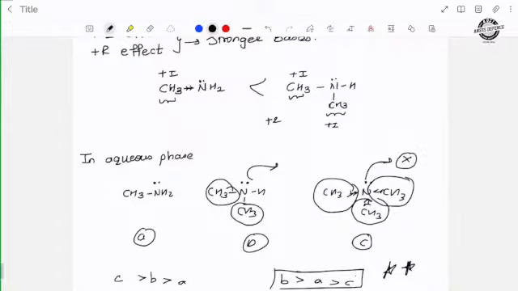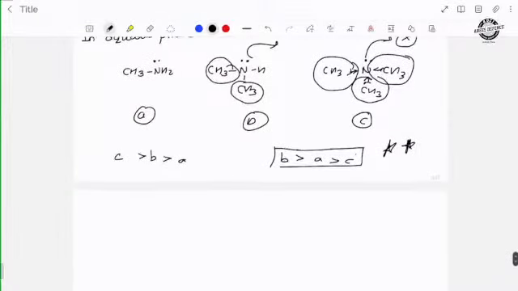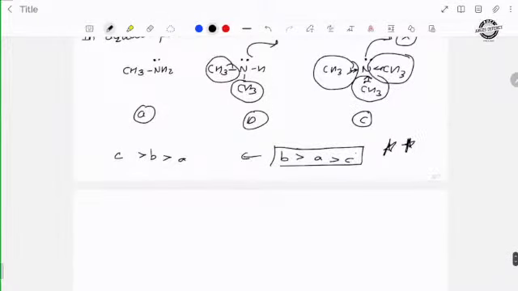But in gaseous state, the steric hindrance property is not applicable because it is gaseous state. Then only we are going to look into the 3 plus I effects. So this is for aqueous, and for gaseous state, tertiary will be more basic, then secondary, then primary.